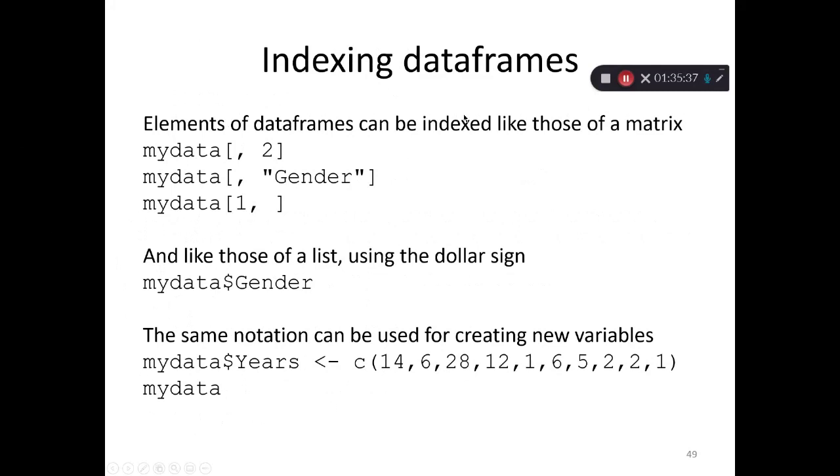Now, how do you index data frames? Well, you can index the elements of a data frame exactly like those of a matrix. For example, the second column can be selected like this, or by name, or you can select the first row, like you would do with a matrix. I showed that before. But you can also address them as the elements of a list. For example, myData$gender only gives you the column gender.